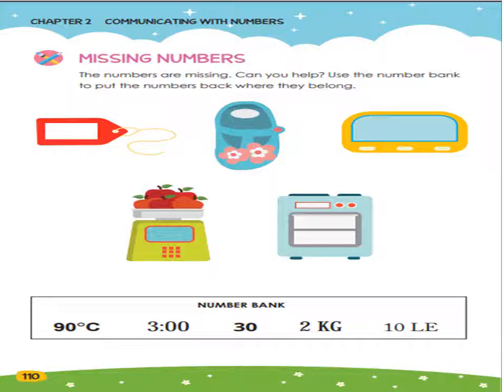This page, missing numbers. Let's see, we have many numbers down in the number bank. 90 Celsius, 3 o'clock, 30, 2 kilogram, 10 pounds. And we have pictures with missing numbers. Let's find out if we can match numbers to where they belong. The page says the numbers are missing. Can you help? Use the number bank to put the numbers back where they belong.